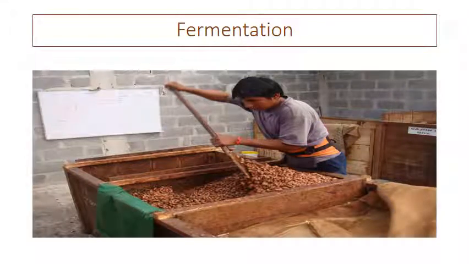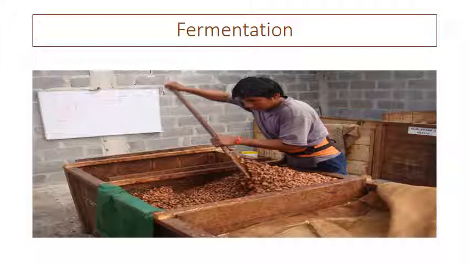Dear students, let's know about fermentation. After the pods are split open, the pulp along with the beans inside is collected. It is then placed in heaps on the ground or in large shallow boxes with holes at the bottom to allow the juices to drain away.